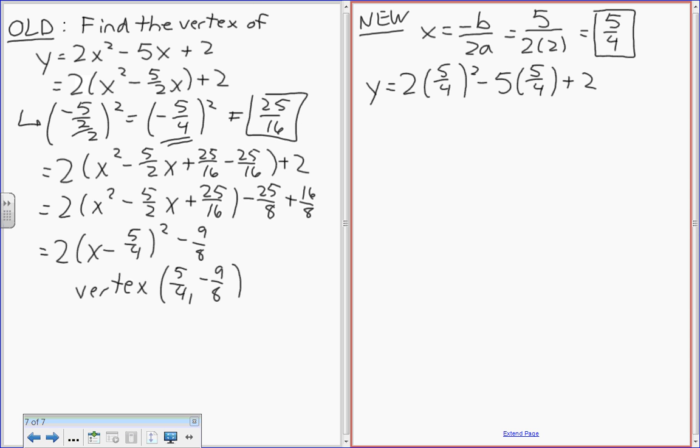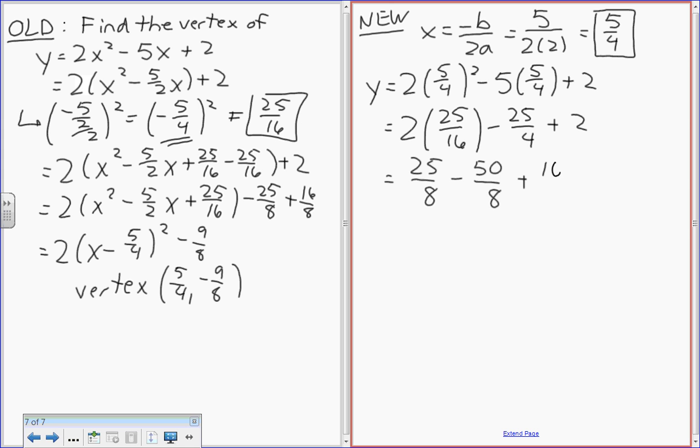So you can make a little bit of a mistake here, but you can hopefully see the x is very easy. All I did was take it and plug it back into this equation right here. So this is going to be 2 times 25 over 16 minus 25 over 4 plus 2, which is 25 over 8 minus 50 over 8 plus 16 over 8, which is negative 9 over 8.